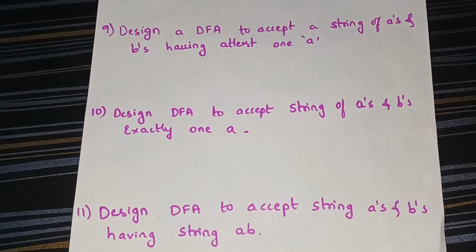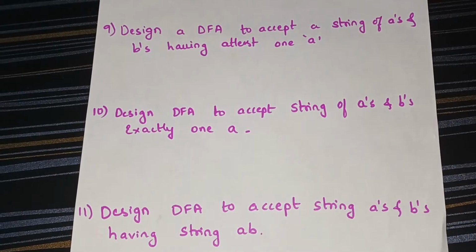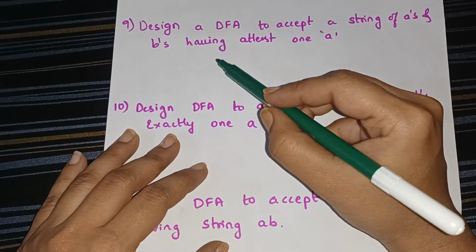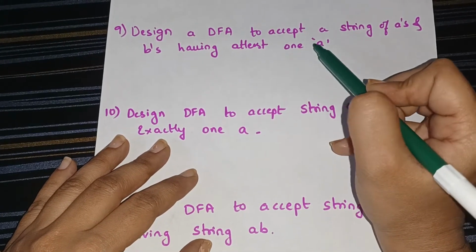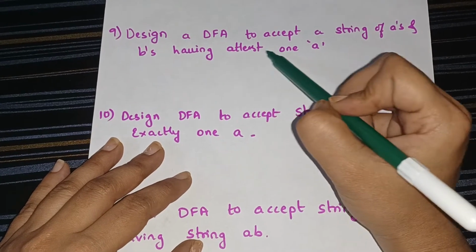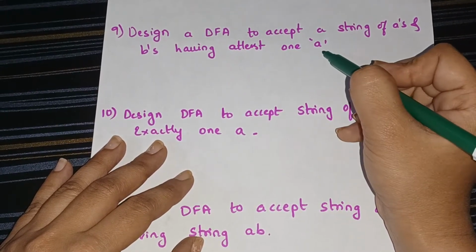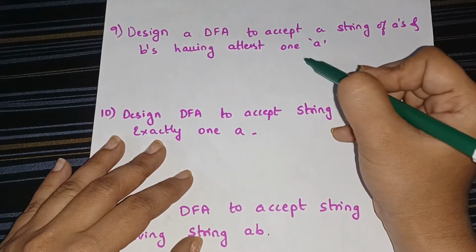Hello everyone. In today's video we are discussing some more DFA problems. Here we have a question: design a DFA to accept a string of A's and B's having at least one A. That means it should contain at least one A, or it can contain any number of A's.